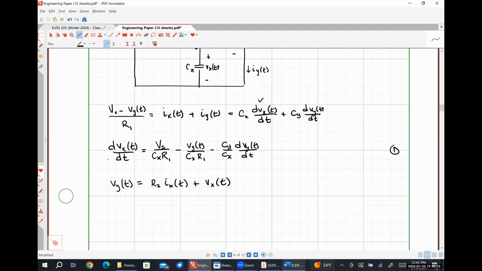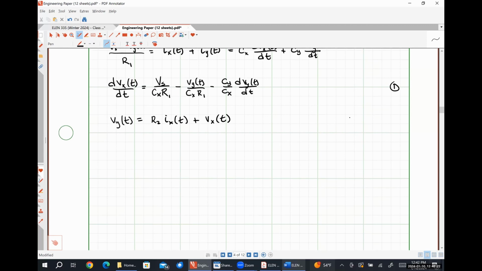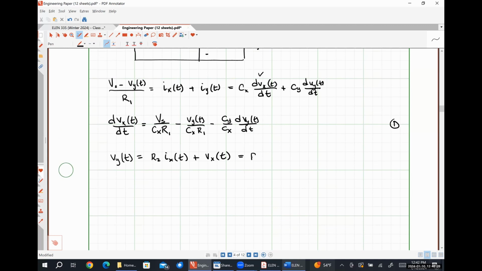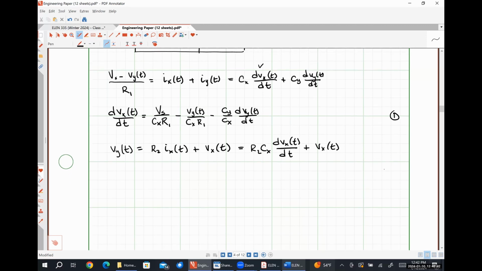We're going to express this Ix in terms of Cx and the derivative of our voltage. So I'm just going to do this over here. So that's going to be R2 times Cx times the derivative of Vx with respect to time plus Vx.